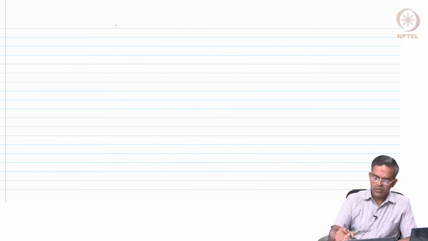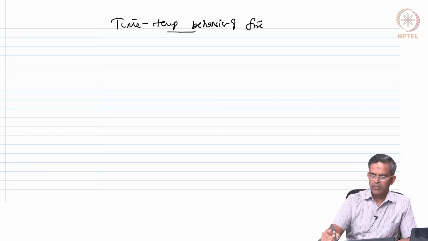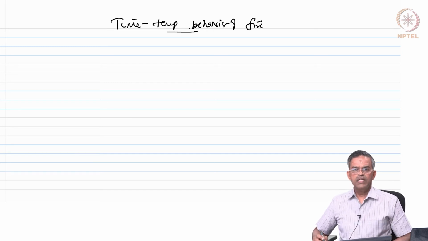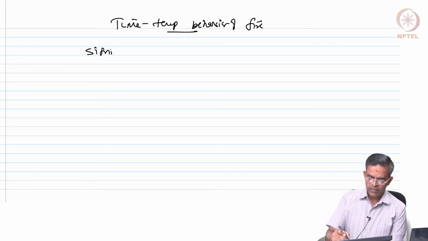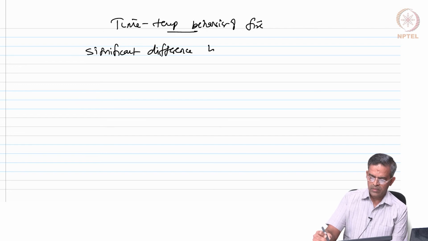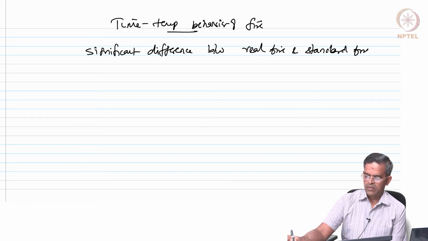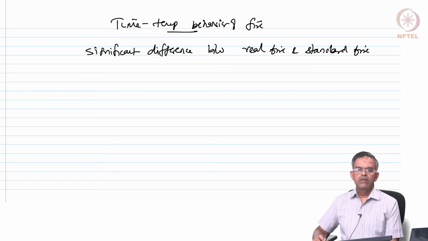Let us discuss the time temperature behavior of fire. Friends, there is a significant difference between the real fire and the standard fire. Fire has a starting phase which is initially small, about 20 minutes.